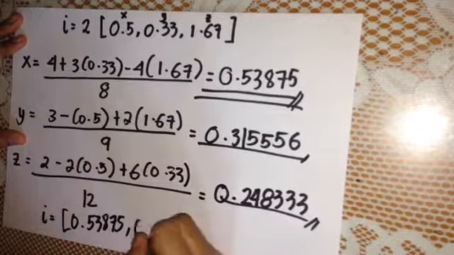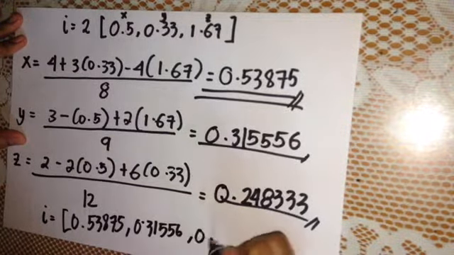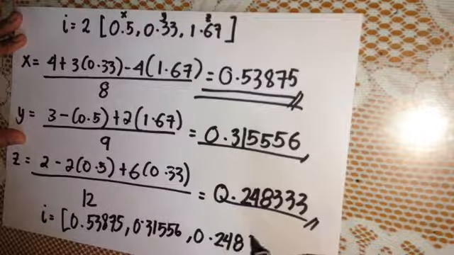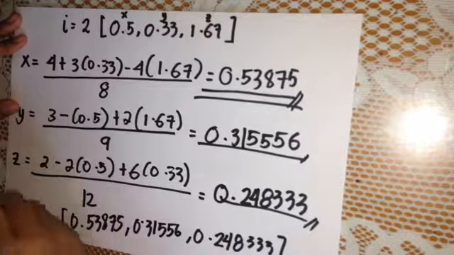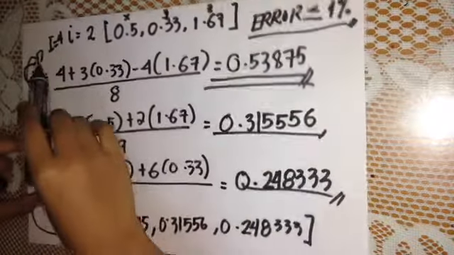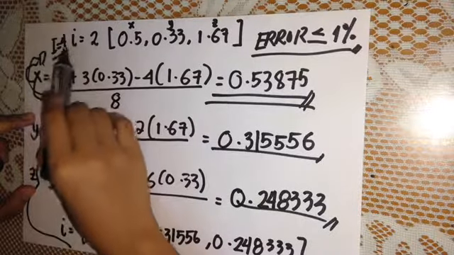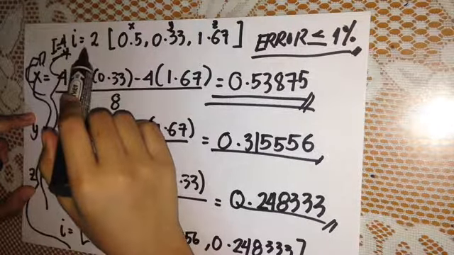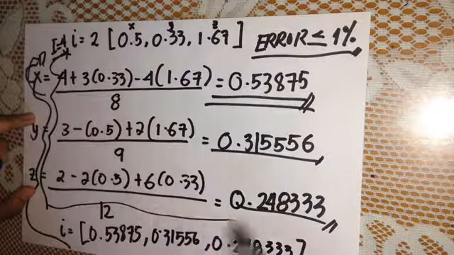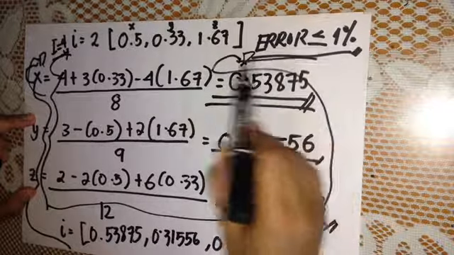Now, we will have another set of initial point at I3, which is 0.53875, 0.31556, and 0.248333. Now, we will substitute it again to the value of x, y, and z to get I4. Then substituting again the value of I4 to the value of x, y, and z, we will get I5, and so on and so forth until we satisfy that the error is equal to or less than 1%.